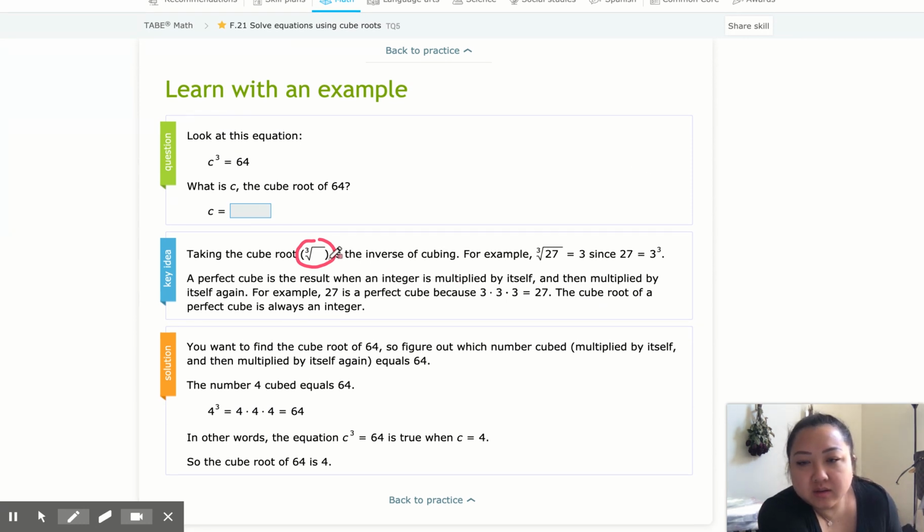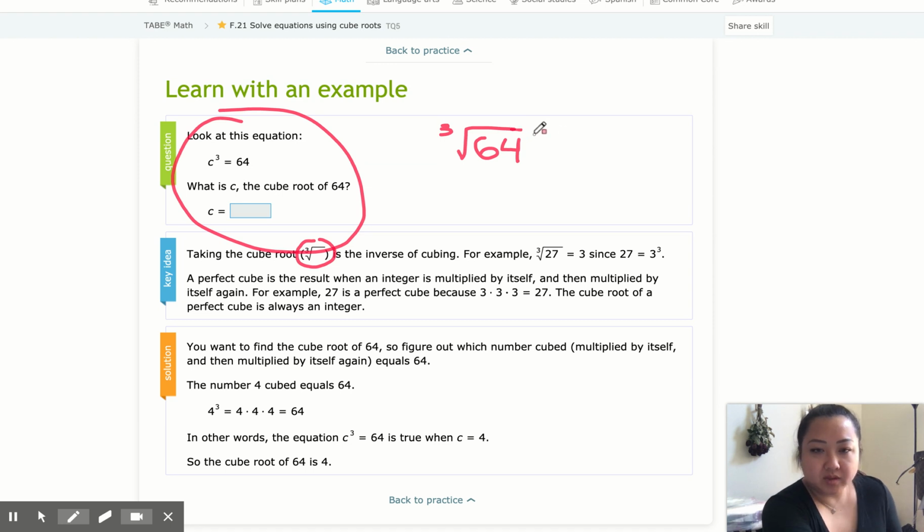And then it looks like we're going to have questions that are similar to this one. It says, look at this equation, c cubed equals 64. So what is c? The cube root of 64. So we just basically need to figure out what is the cube root of 64, which looks like this. All right.